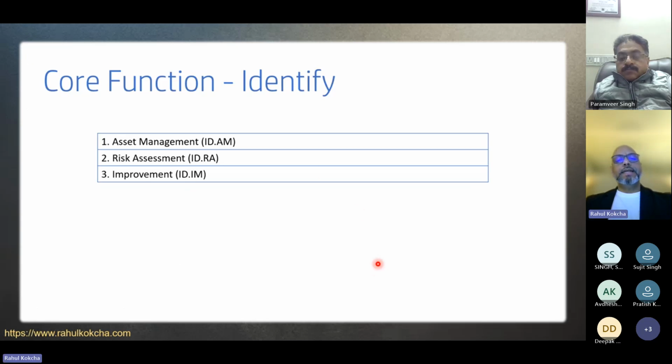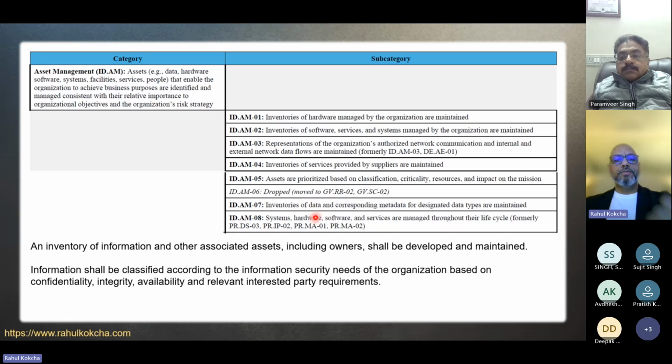Identify. In the Identify function, we have three categories: asset management, risk assessment, and improvement. Means you identify the assets, identify the risks, right, and also identify the improvement areas. So going into the details of one of these categories, asset management, it talks about the inventory of hardware managed by the organization being maintained. Right? Inventory of software, services, systems managed by the organization are maintained. Right? This is the text from the CSF framework.